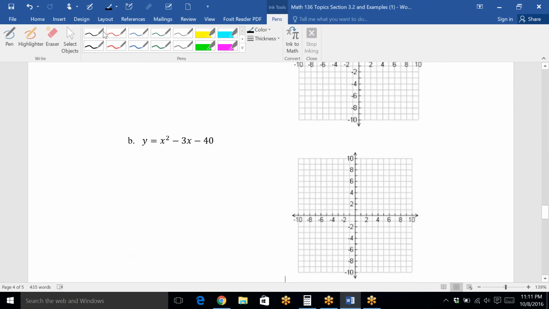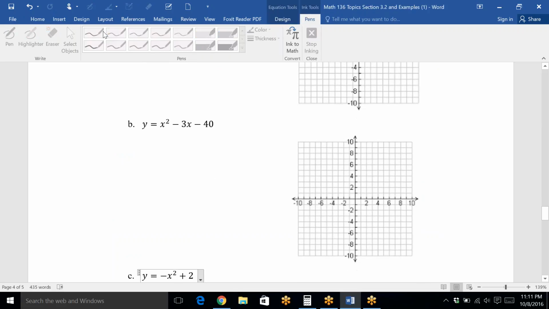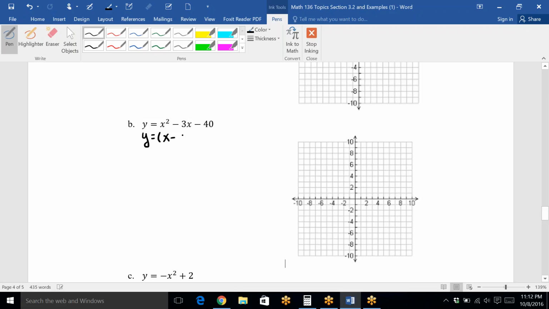We did A and C in class, but we did not do B, so I'm going to talk about that one for a second. One of the first things that happens when you're doing a table of values, sometimes it's easier if this is already factored to plug it in really quickly. So this would be an x minus 8 and an x plus 5.